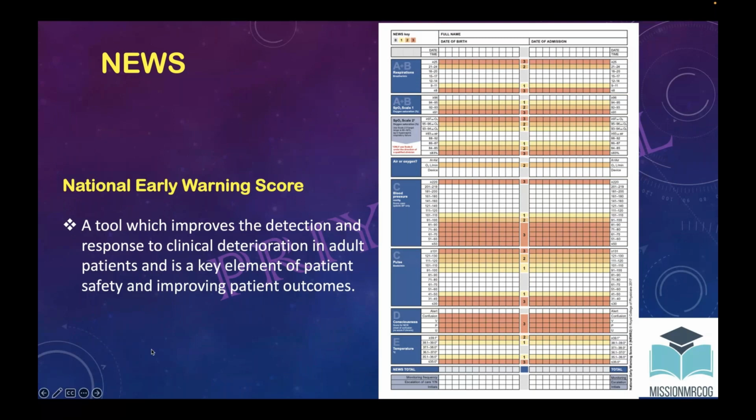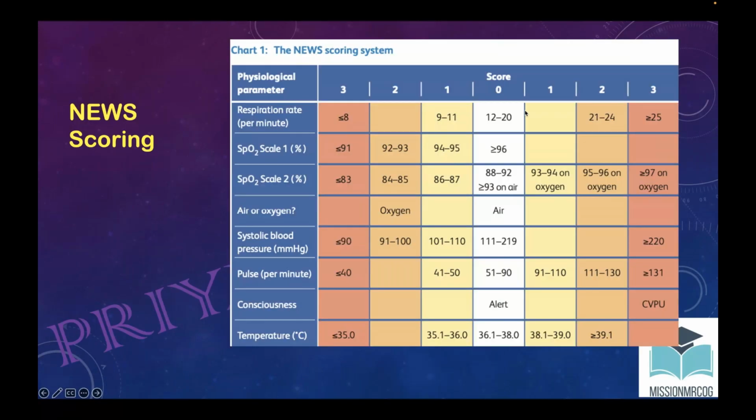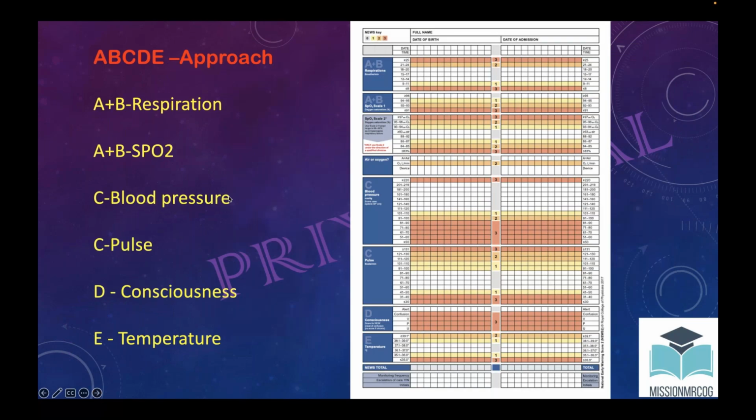White is score 0, yellow is 1, amber is 2, and red is 3. You need not remember anything about this, just reading once will be okay. We see our patients always with the ABCD approach, isn't it? So this is the NEWS chart. First is respiration, another is SpO2.